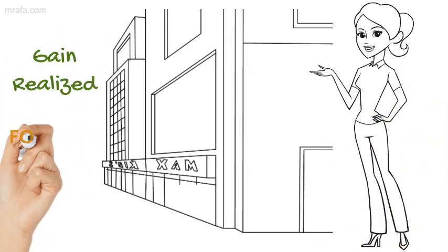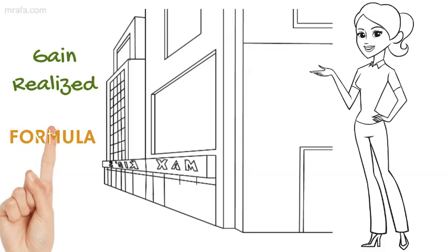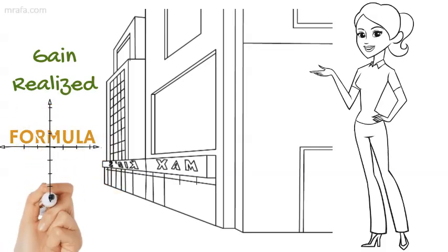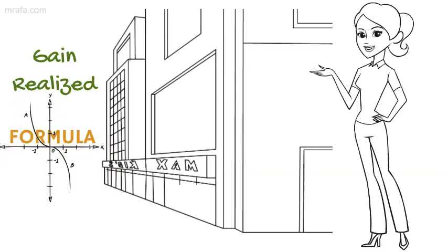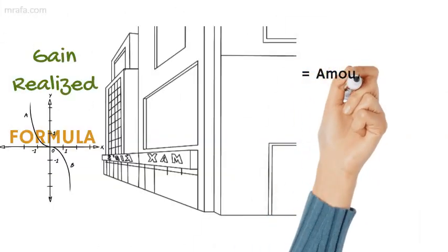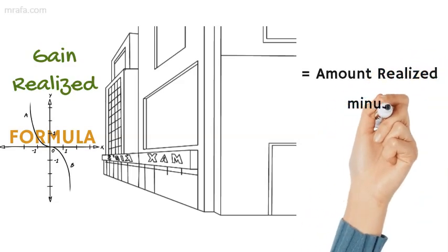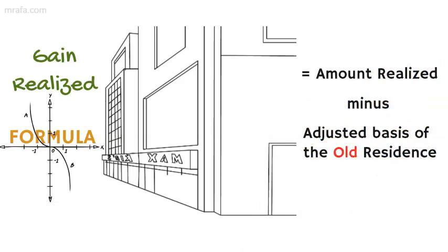So, this chapter is similar to the chapter we discussed earlier about how to calculate the adjusted basis of your capital asset. But now we are focused on personal residence. So, what is the formula here for personal residence? When we see gain realized, it means this is the amount realized less adjusted basis of the old residence.